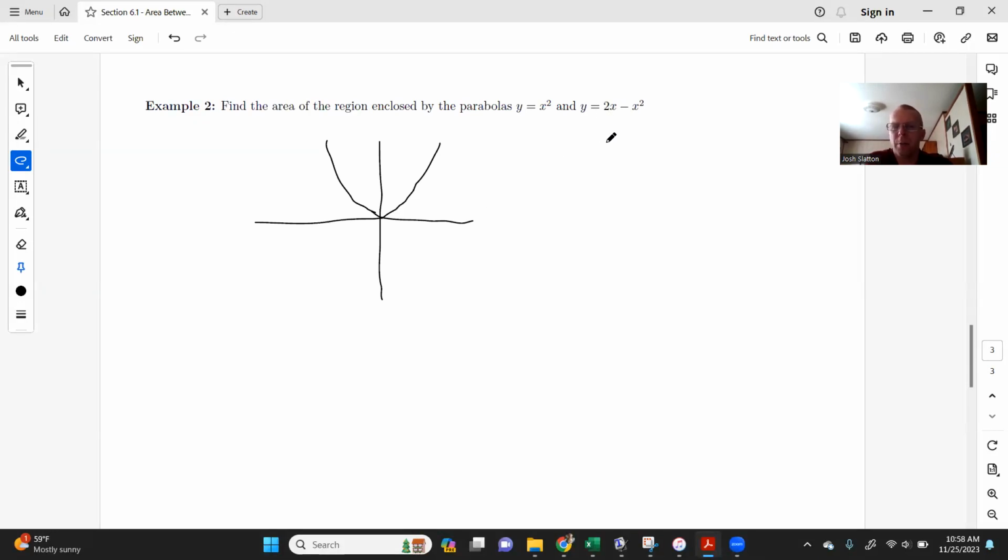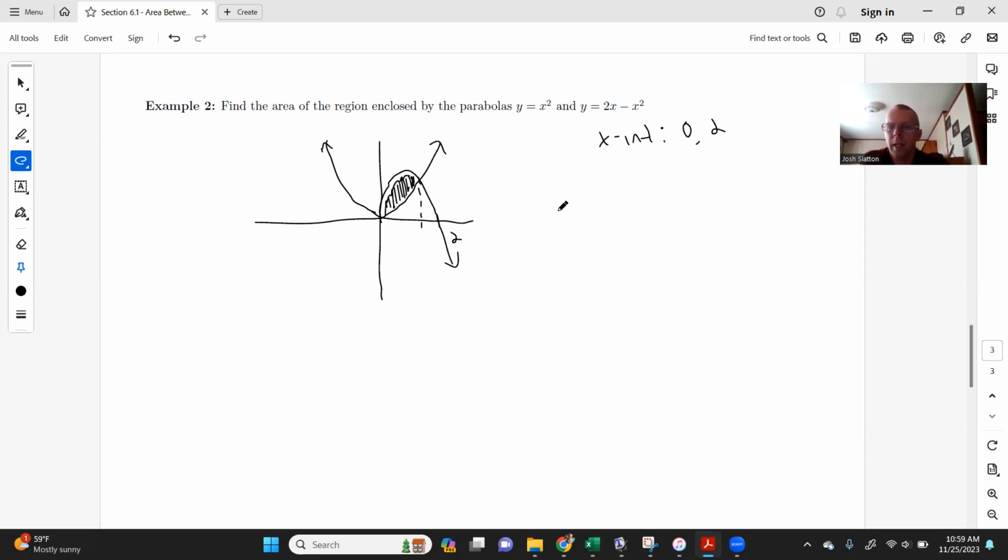You can find the x-intercepts if you want. The x-intercepts would be 0 and 2. So we have 0, we have 2, and then, of course, this one opens down, so it's going to look something like that. Now we just need to figure out where they intersect, and that will tell us our limits of integration. We're looking for the area between these two curves, which would be that.